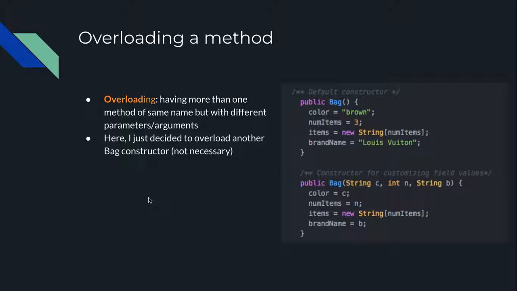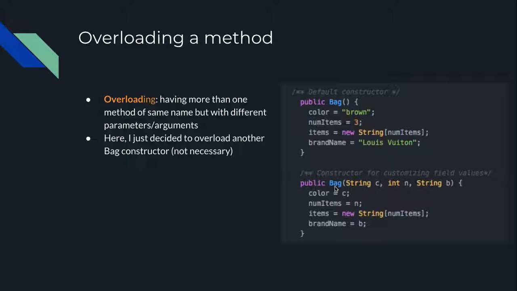Now, there's something called overloading a method. And what that means is that if you have methods of the same name, but you're providing different arguments for it, then Java is going to think, oh, they're completely two different methods. So you can actually overload methods, meaning that you can have a method of the same name but with different arguments. So what I'm doing is that I'm actually creating two constructors. So one is the default constructor. So anytime I use this without any arguments, then I am just going to have a brown Louis Vuitton bag.